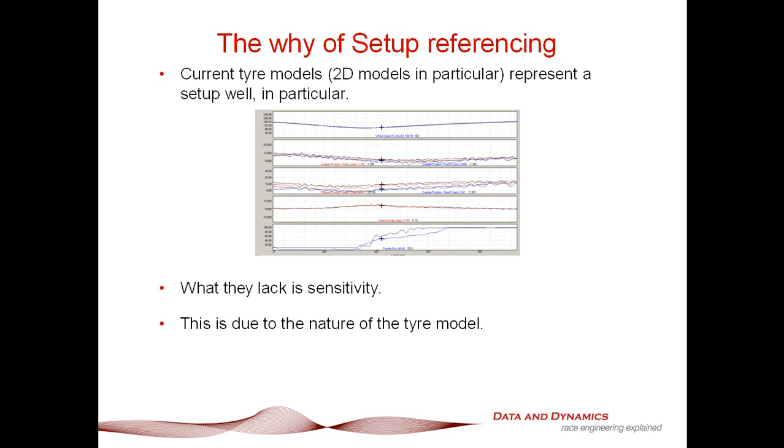such as the ChassisSim 2D time model representation, a Pajaca model, and other types of empirical time models where you have traction circle radius versus load, do a pretty good job of representing a setup particularly well. And this is a typical 2D model correlation that's been produced with a ChassisSim plot. The problem is what they lack is sensitivity, and really this boils down to the nature of the time model. Let's illustrate this with an example.